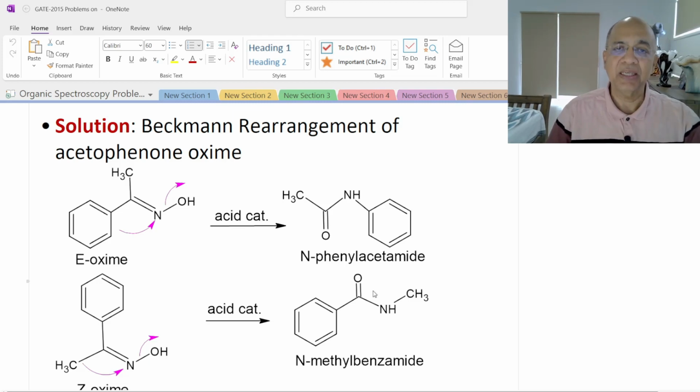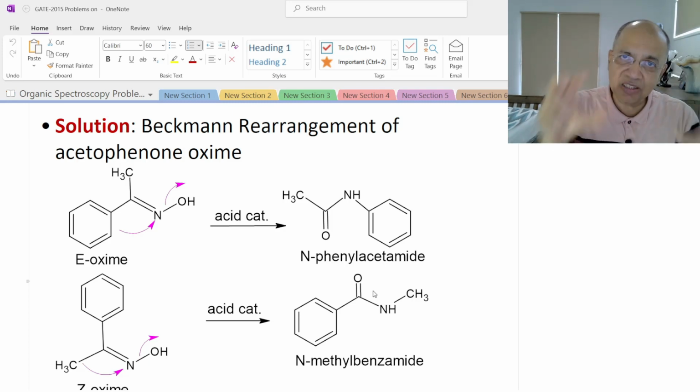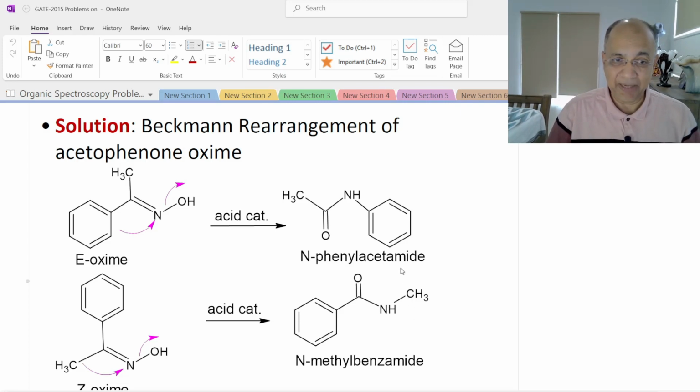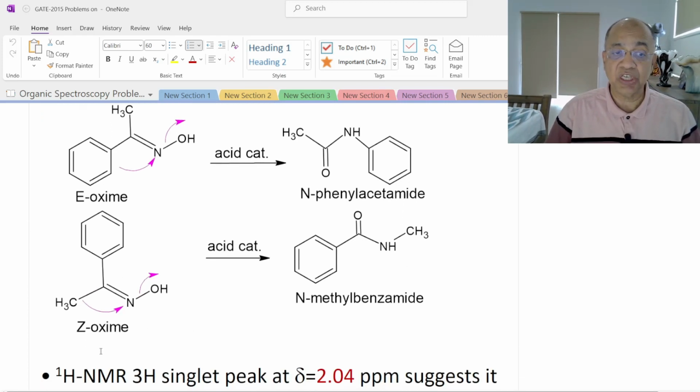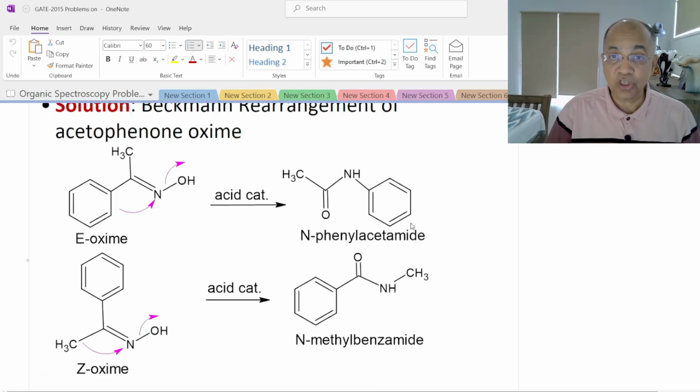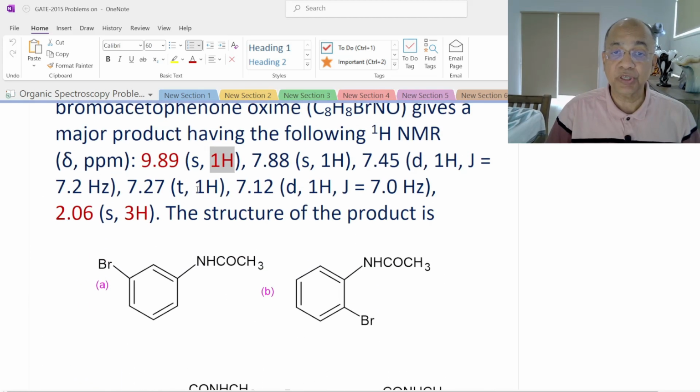Forget about the bromine part. That is there in the beginning and it will be there at the end. We will place the bromine at the appropriate time looking at the proton NMR data. But if it is a Z oxime, then methyl will transmigrate, and it will be N-methyl benzamide. So out of the two, which one is the correct structure which will give this proton NMR data?